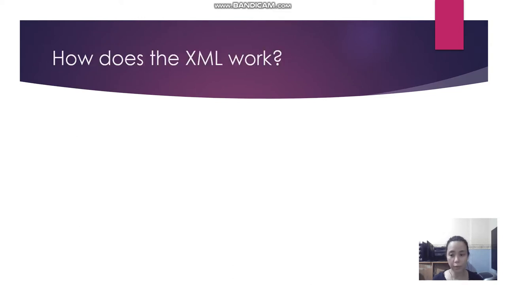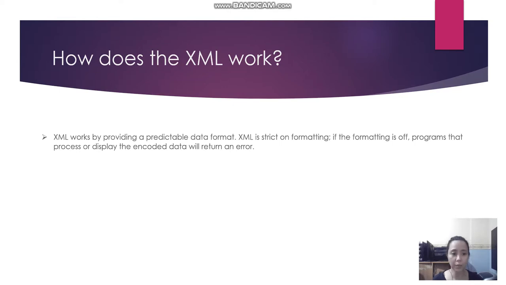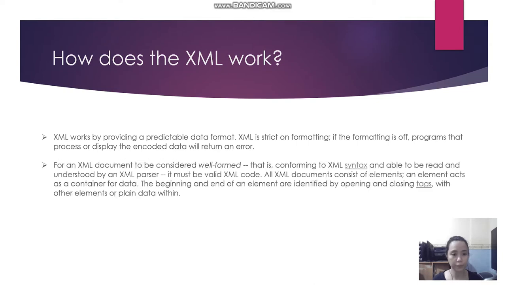How does XML work? XML works by providing a predictable data format. XML is strict on formatting. If the formatting is off, programs that process or display the encoded data will return an error. For an XML document to be considered well-formed, that is, conforming to XML syntax and able to be read and understood by an XML parser, it must be valid XML code.